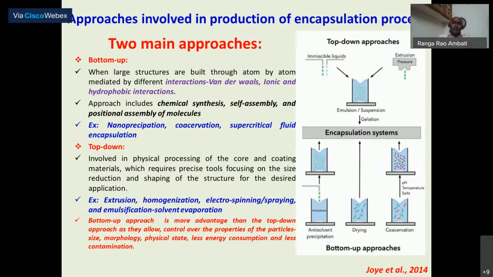Between these two techniques, the bottom-up approach is more advanced than the top-down approach, and many people are using it. This approach allows control over the particle size, morphology, and physical state, with less energy consumption and fewer contaminants. So these are the advantages. The bottom-up approach is better than the top-down approach. Next slide, please.